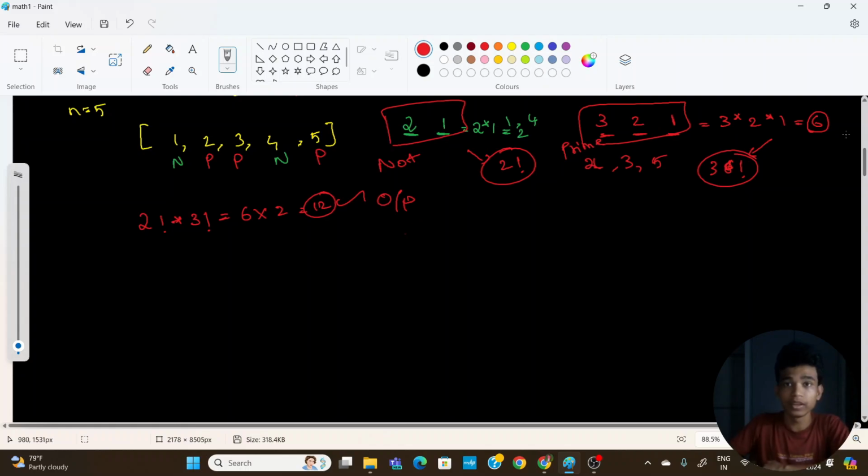Now, it's time to see the first step. We have just explained the approach. Now, it's time to check how to determine whether a number is prime or not.